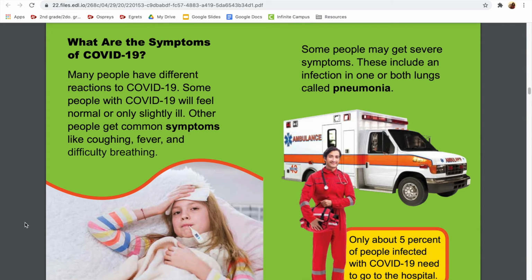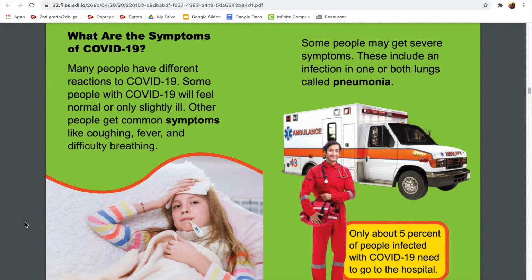What are the symptoms of COVID-19? Many people have different reactions to COVID-19. Some people with COVID-19 will feel normal or only slightly ill. Other people get common symptoms like coughing, fever, and difficulty breathing. Some people may get severe symptoms. These include an infection in one or both lungs called pneumonia. Now, only about 5% of people infected with COVID-19 need to go to the hospital. Most people who get the coronavirus are able to stay at home and quarantine, but when they have difficulty breathing, they typically need help from the hospital.